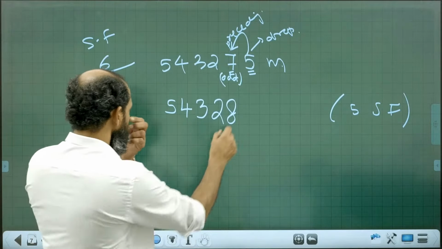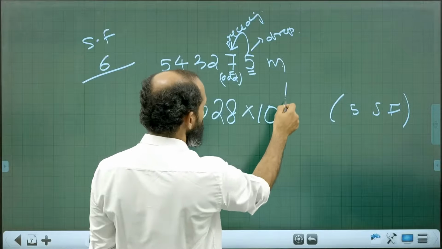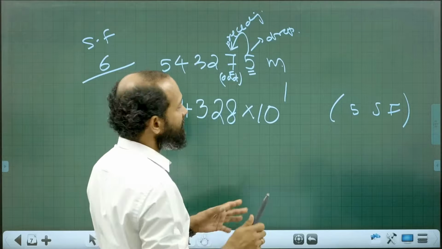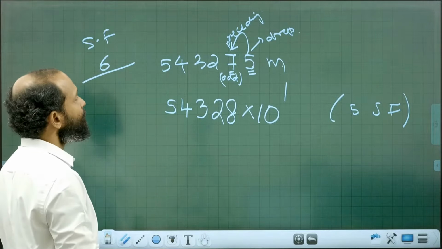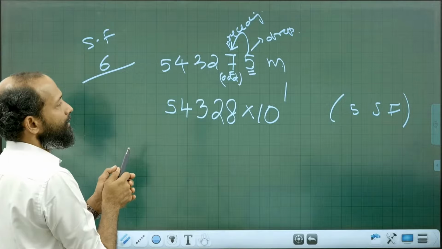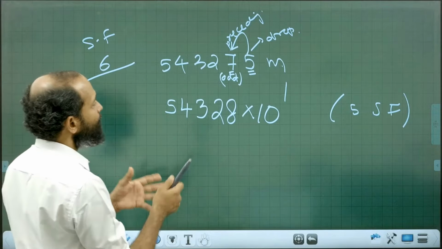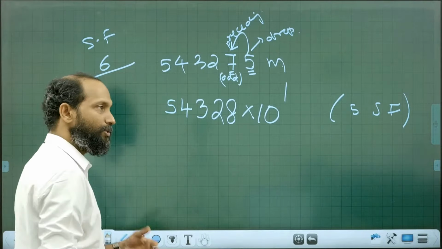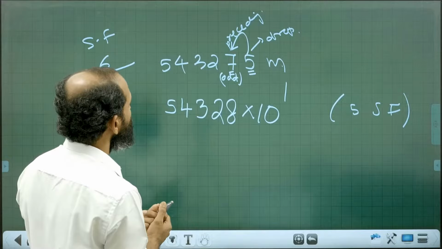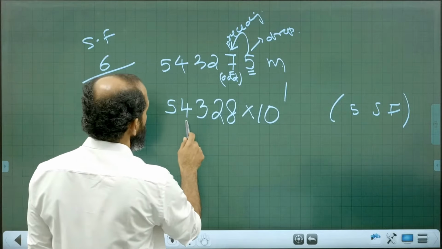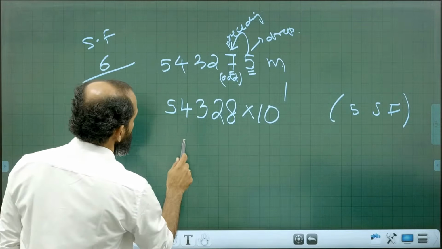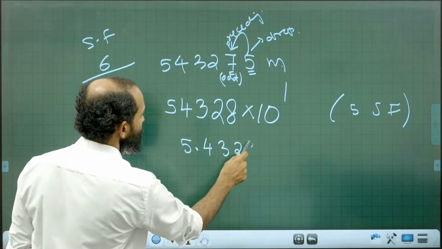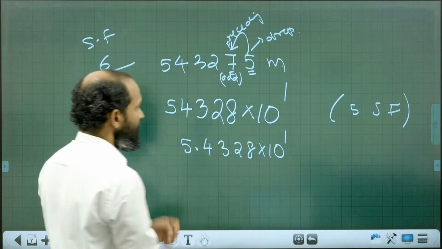Into 10 to the power 1. Because I should not lose the size, amplitude or magnitude of that quantity. For getting the idea of precision or significant figures or accuracy, we should not lose the actual size of that measurement. Okay, this can be written as 5.4328 into 10 to the power 1 is already there.